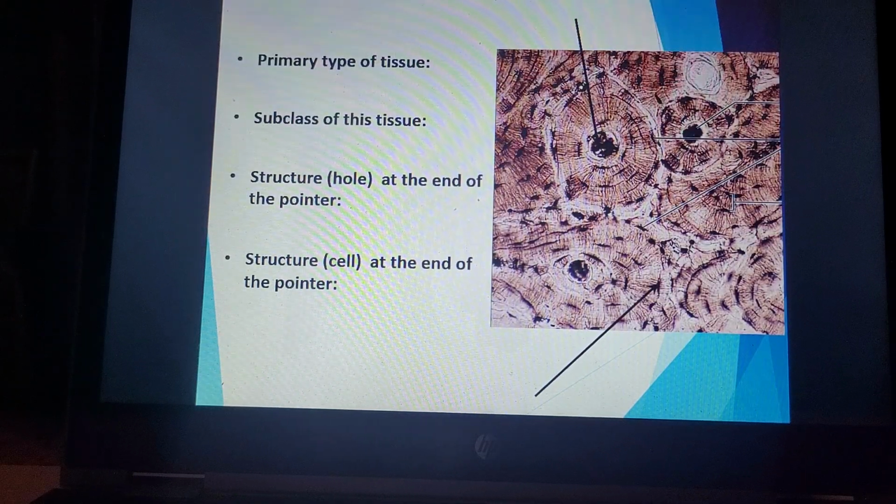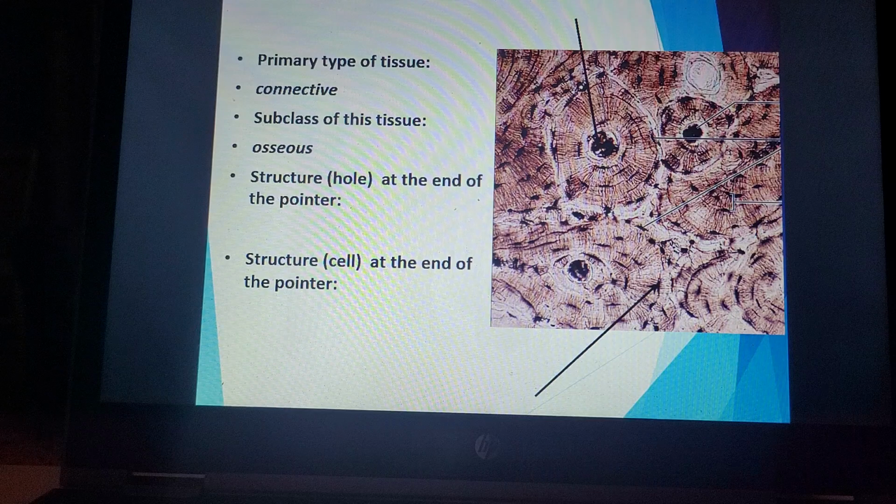Primary tissue type. Connective. Subclass. Osseous. Structure, the hole at the end of the pointer. Haversian canal. Structure, the cell at the end of the pointer. Osteocyte.